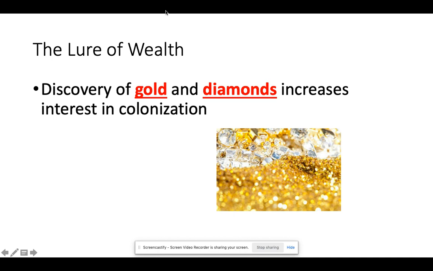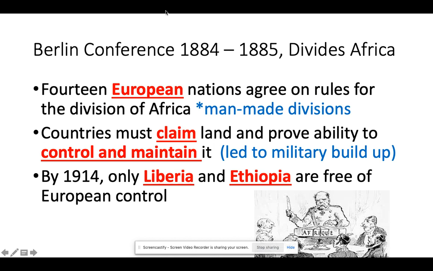There's also the lure of wealth, the discovery of gold and diamonds, and that is definitely going to cause some issues, particularly when we get down to South Africa. Not only are the British going to go in there, but you're also going to see, when you look at your map of Africa, there are some colonies down there that belong to Germany, and they want access to that gold and diamonds. So in 1884 and 1885, Otto von Bismarck agreed to hold the Berlin Conference.